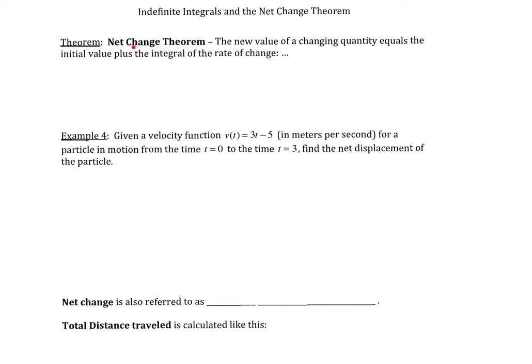Let's talk about the net change theorem. So the net change theorem looks a couple of different ways. Let's take a look at this framing of it. A new value of a changing quantity equals the initial value plus the integral of the rate of change. So I can write this in a couple of different ways.